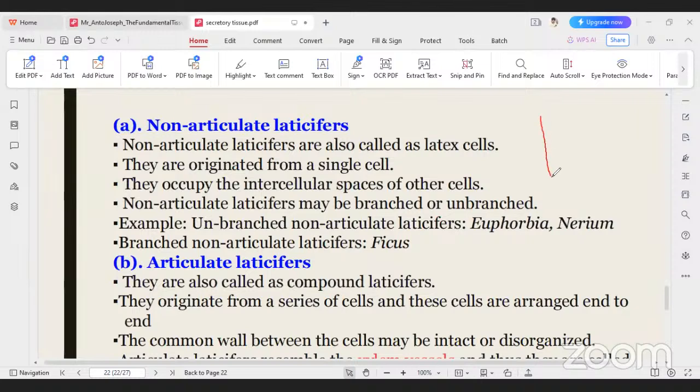Single tube-like cells may be unbranched or branched. But articulated latex cells are compound. Compound means this is one articulated cell, then another latex cell, and another cell. So these cells are arranged end to end. The common wall between the cells may be intact or disorganized.